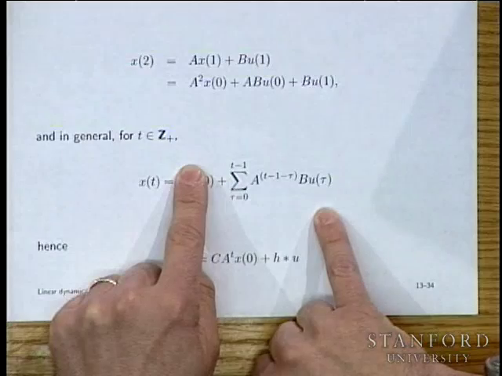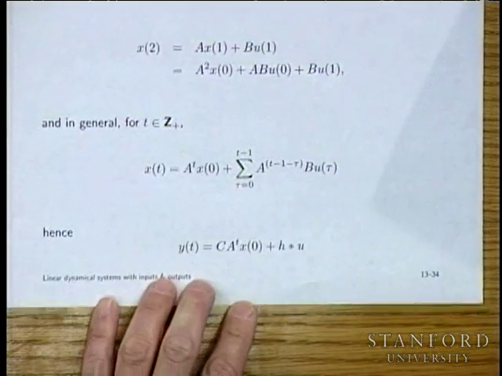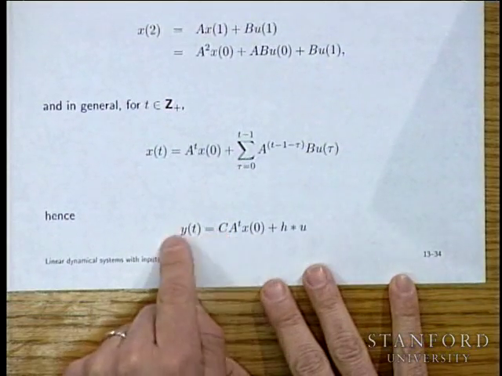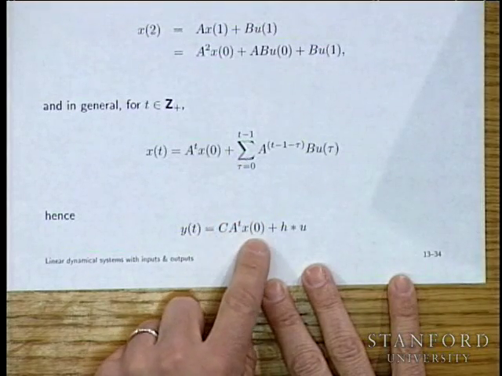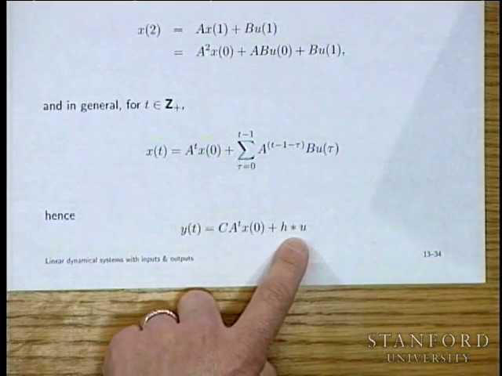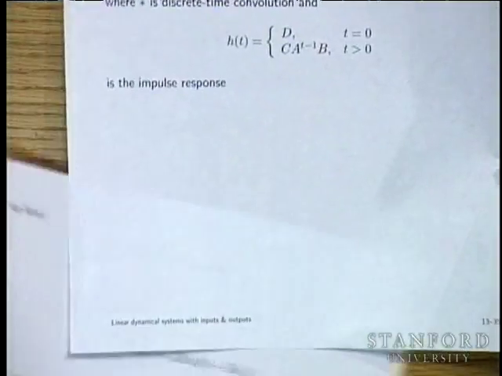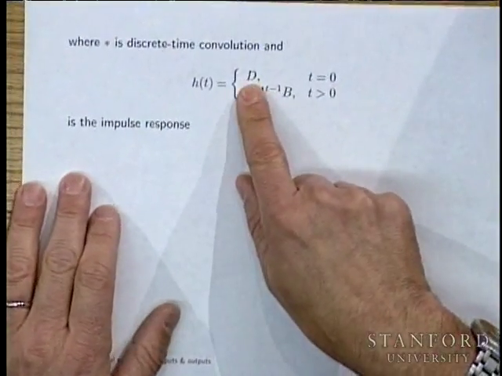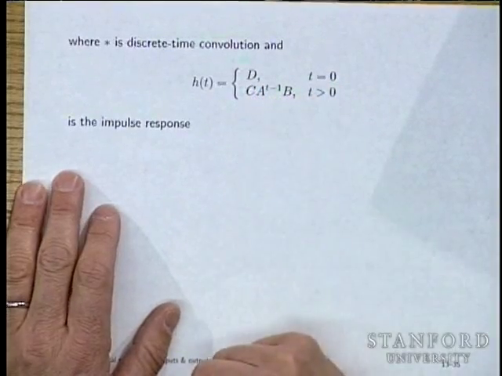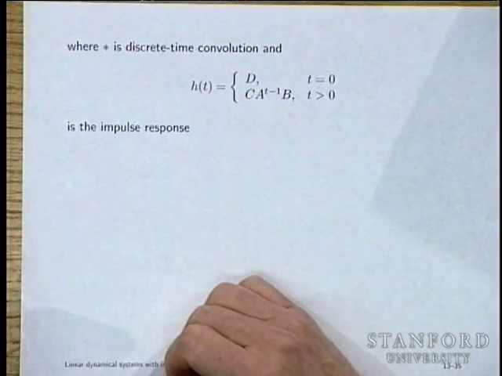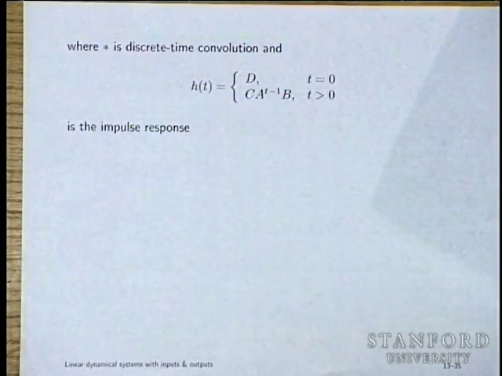And this is actually discrete time convolution. It's nothing more. You can write it this way: y is C A to the t x(0), the contribution from the initial state, plus h convolved with u, where star is just discrete time convolution. And the impulse response in this case is D at t equals 0, and then C A to the t minus 1 B for t positive. So that's the impulse response. It's D, CB, CAB, CA squared B, and so on.